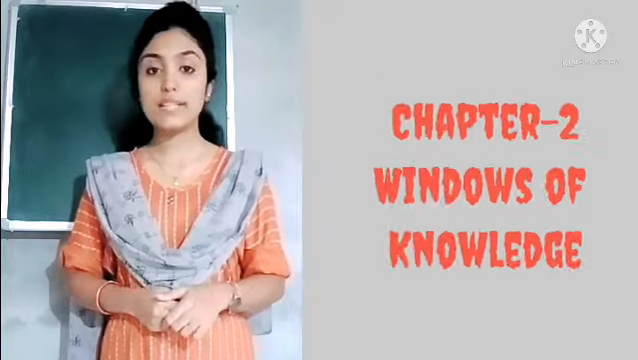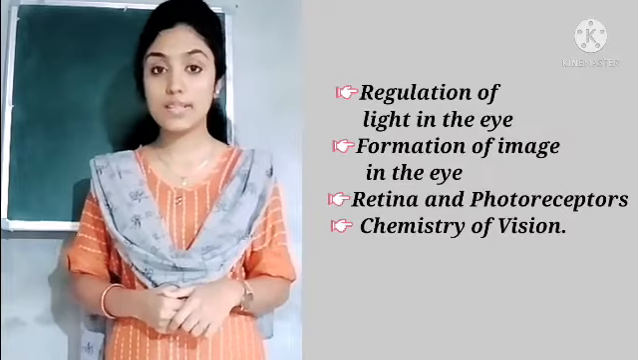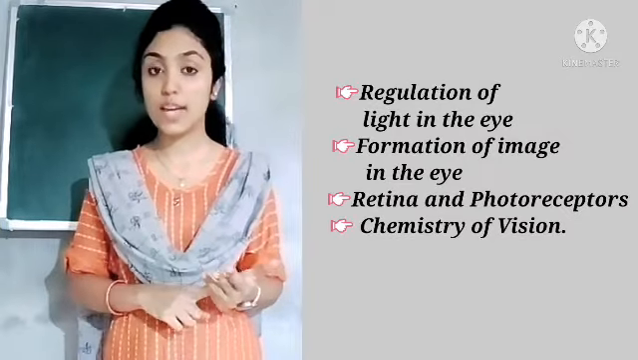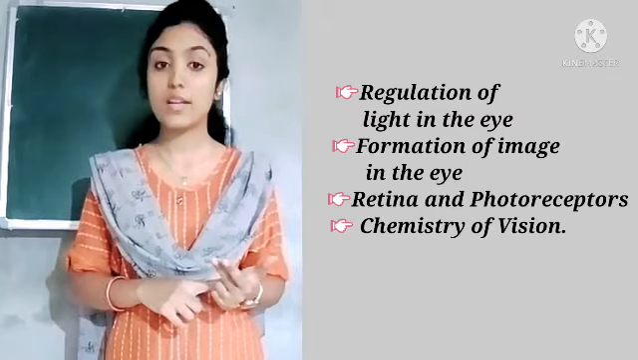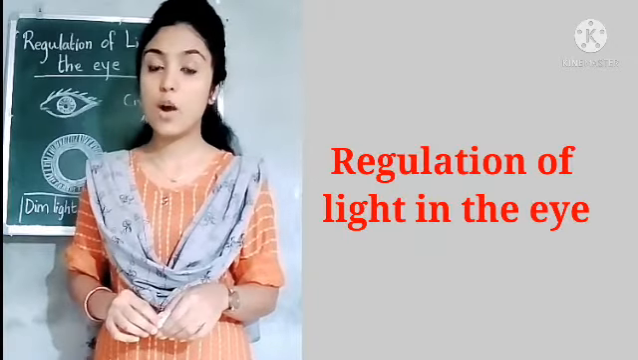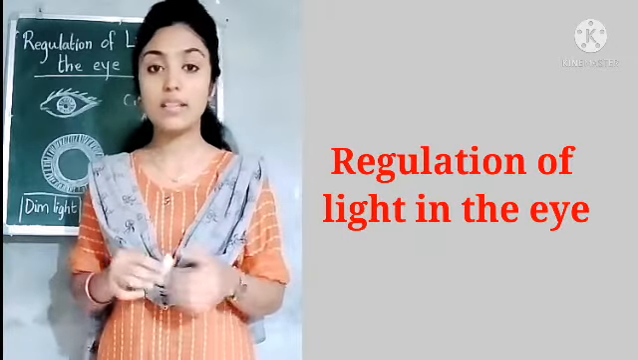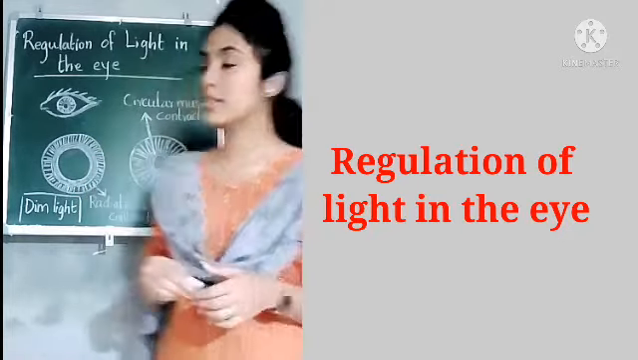Dear students, let's continue Chapter 2, Windows of Knowledge. Today we shall discuss the regulation of light in the eye, then the formation of image in the eye, and also we shall discuss the retina and photoreceptors. First, let us learn about the regulation of light in the eye. This is a very simple topic, so let us move on.